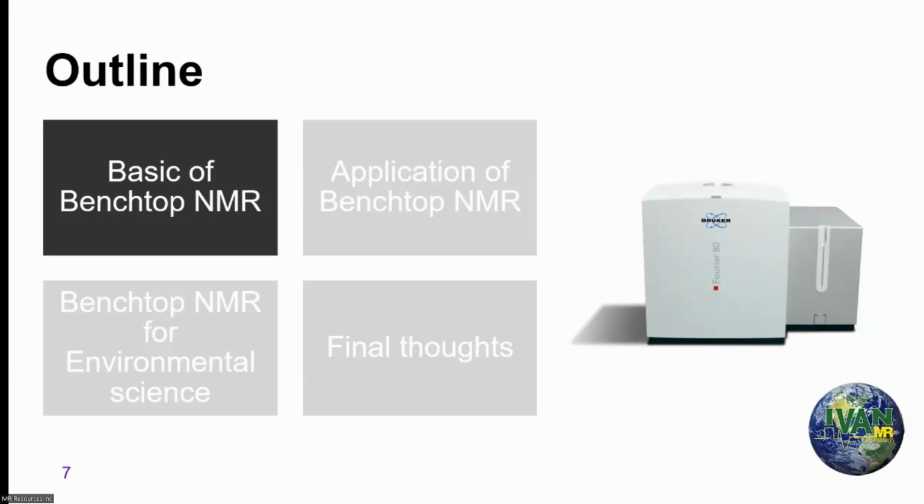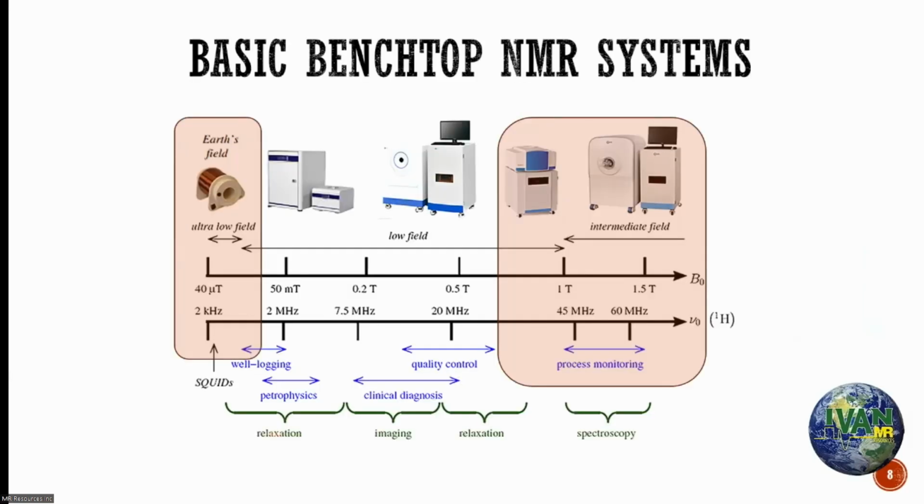Okay, so the basics of Benchtop NMR. Here's a picture of how far the Benchtop NMR has come. In the very beginning, you have very low, ultra low field NMR. What I mean by that is that there is no magnet. You're using the Earth's magnetic field, right? The sensitivity is low. There's a lot of work that needed to be done.